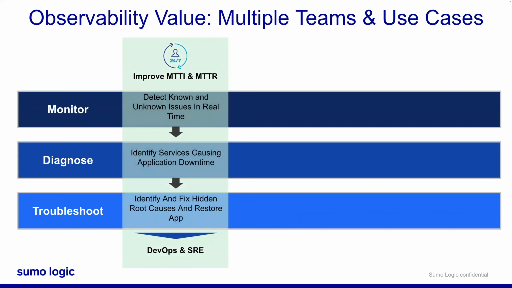So what value can somebody that's part of a team get from observability? For example, the SRE or the DevOps team, those individuals responsible for monitoring the health of the application, they need observability. Why? Well, they need to be able to quickly monitor, diagnose, and troubleshoot application health issues. Who else can benefit from observability?